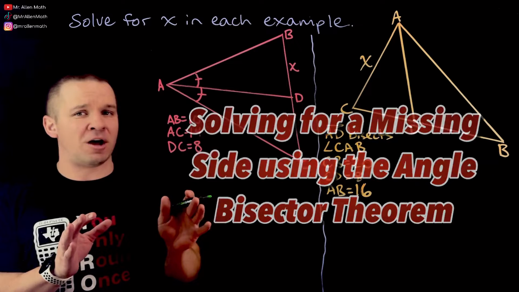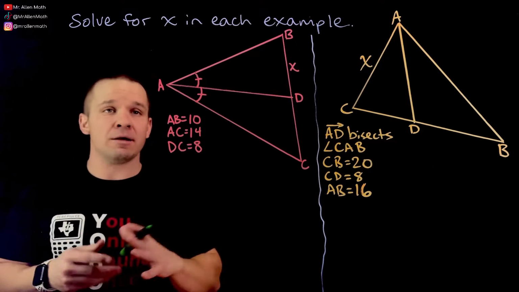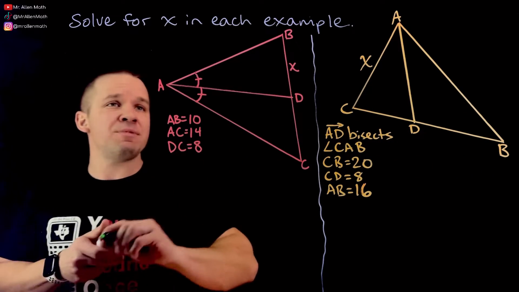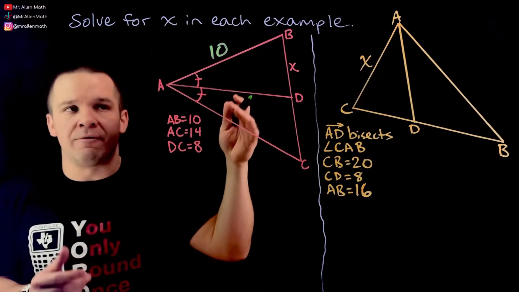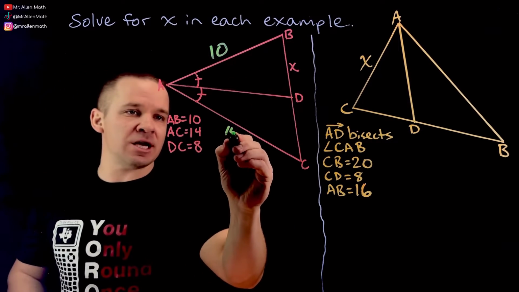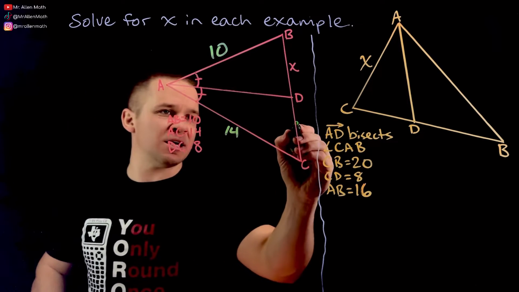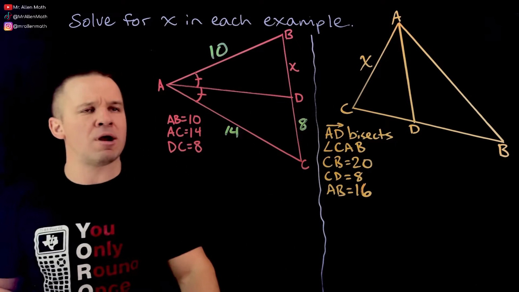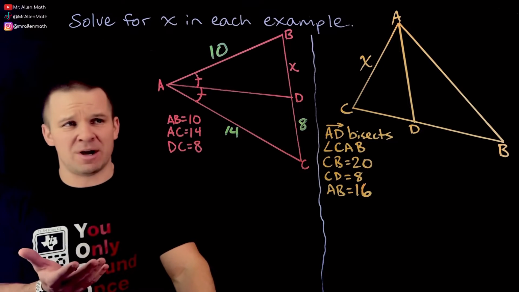And these actually involve some properties of similarity. So in this first one here, I've got AB is 10 whatever, units, feet, inches, I don't know. AC is 14, and then DC is 8. Now I got to solve for X. So how the heck do I do that?